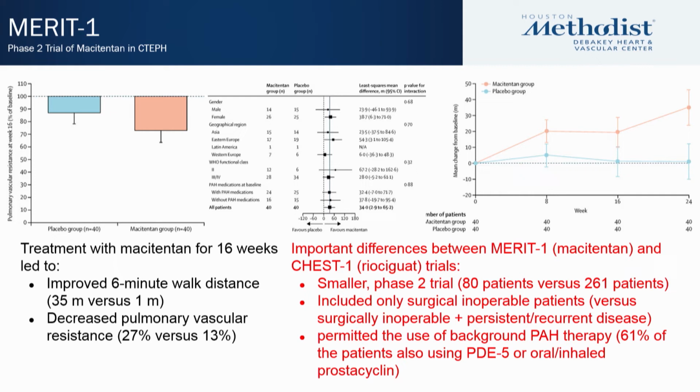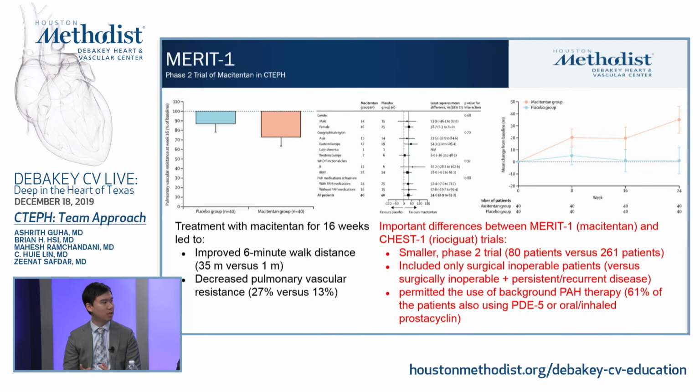Now, I think with that said, the MERIT trial compared to the riociguat trial is a much smaller trial, and they also permitted the use of other agents outside of just macitentan alone, versus in the CHEST 1 trial, which was purely inoperable or recurrent disease, and also patients who hadn't had other medical therapy previously. So I think that was an important thing to note, and going forward we'll probably know more about the role of macitentan in CTEPH.